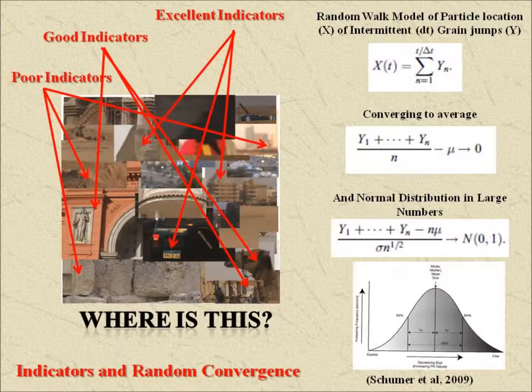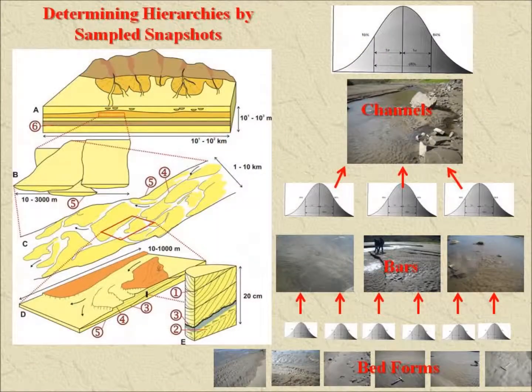But anyway, so the thing is that you end up with situations where when we look in the rock record, this is the way we usually handle it. We look for indicators. Of all the snapshots that we got, we look for the snapshots that are very telling.